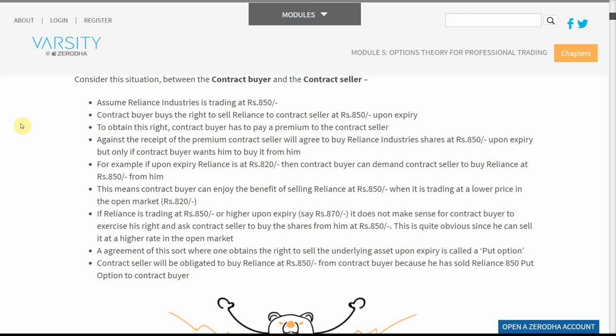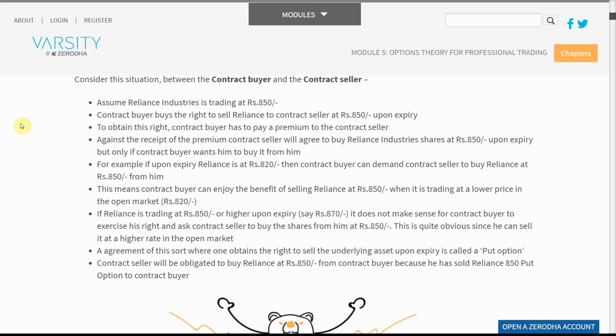For example, if upon expiry Reliance is at 820 rupees per share, then contract buyer can demand contract seller to buy Reliance at 850 rupees per share from him. This means contract buyer can enjoy the benefit of selling Reliance at 850 rupees per share when it is trading at a lower price in the open market, 820 rupees per share. If Reliance is trading at 850 rupees per share or higher upon expiry, say 870 rupees per share, it does not make sense for contract buyer to exercise his right and ask contract seller to buy the shares from him at 850 rupees per share. This is quite obvious since he can sell it at a higher rate in the open market.